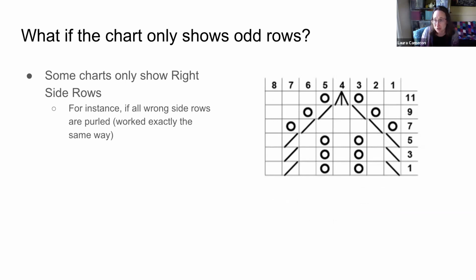So for instance, when you're knitting a lace shawl, you may just see the rows that have patterning on them, and on the way back, you may just be purling all the way back. That will be noted in your written directions, and it usually will be noted on the page where the chart is. So don't be surprised if you see that even rows are missing. It does happen sometimes that way.